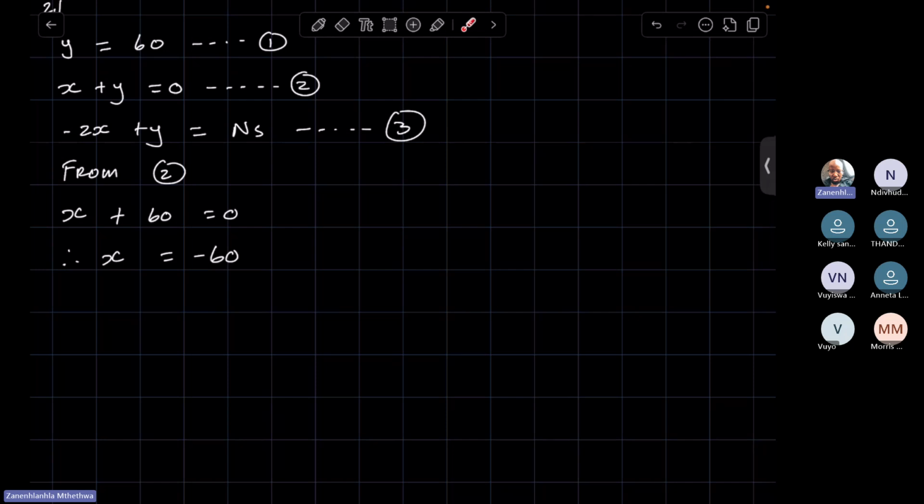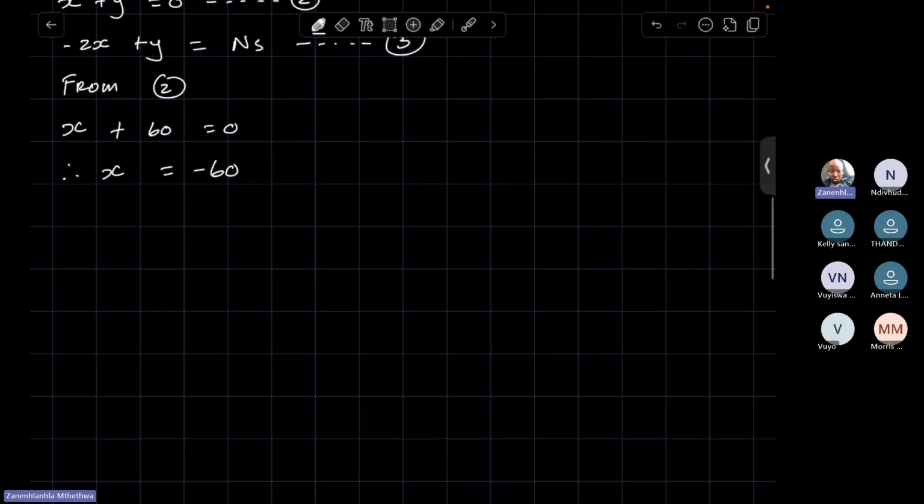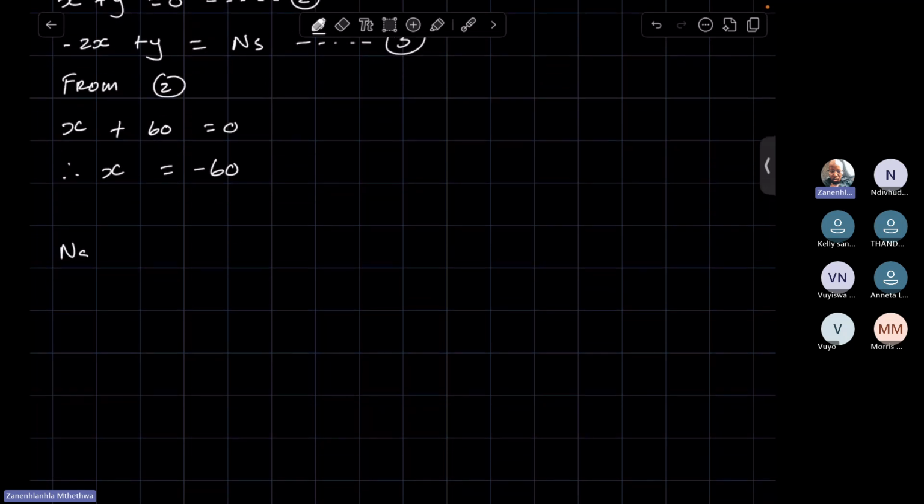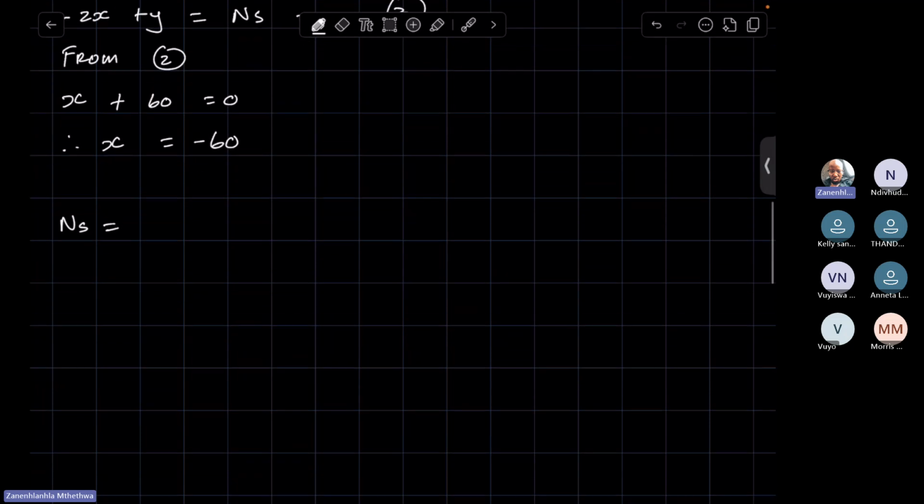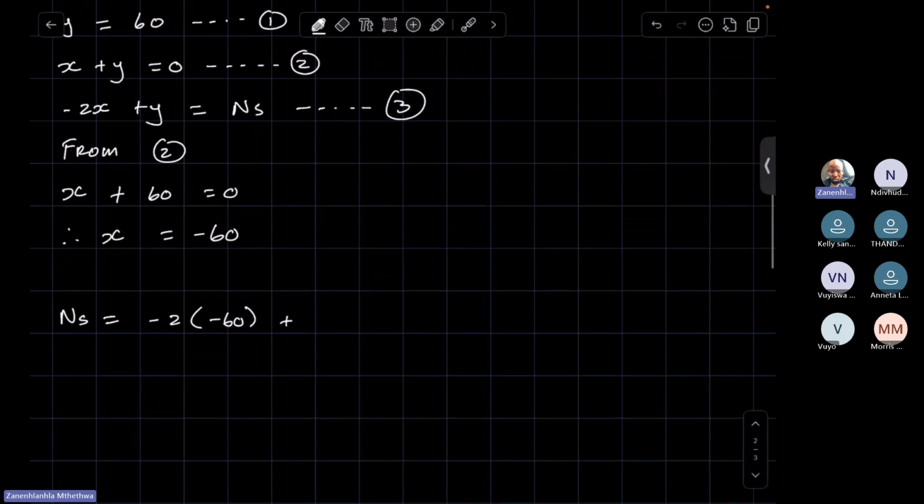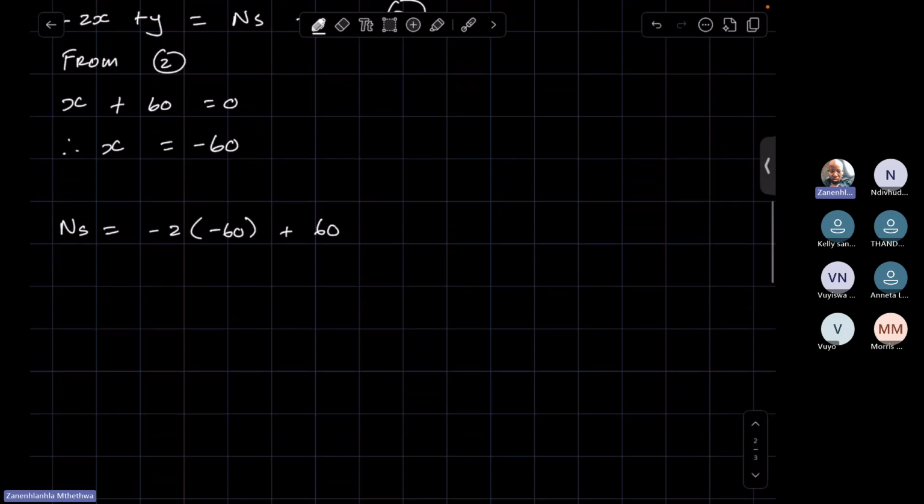At this point, you have the value of y as well as the value of x, which means you can determine NS. So using the third equation, NS is equal to negative 2x plus y. So negative 2, value of x is negative 60, plus y, which is positive 60. And what is this equal to? 180. So this is positive 180.